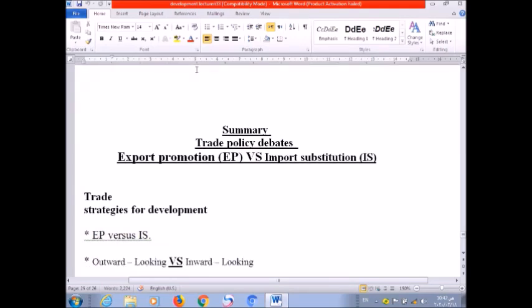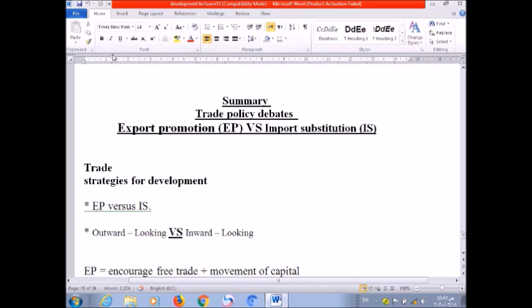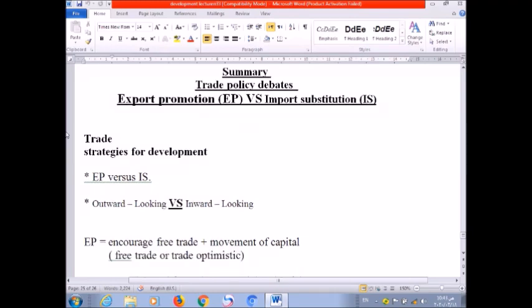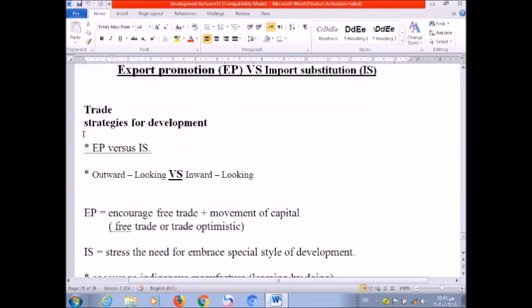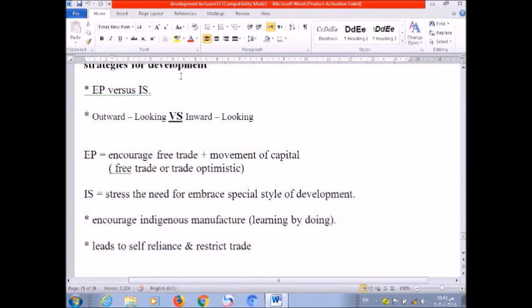And so we make a summary. Trade policy debate: export promotion, EP, versus import substitution, IS. Trade strategy for development: EP, export promotion, versus IS, import substitution. Outward looking versus inward looking. Outward looking is EP. Inward looking is IS. Export promotion encourages free trade plus movement of capital, free market, or trade optimism.